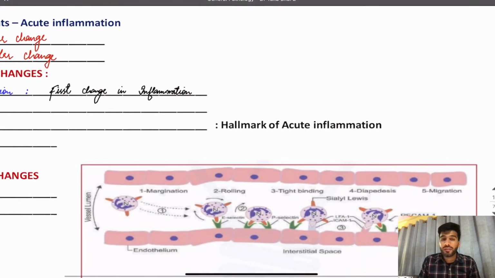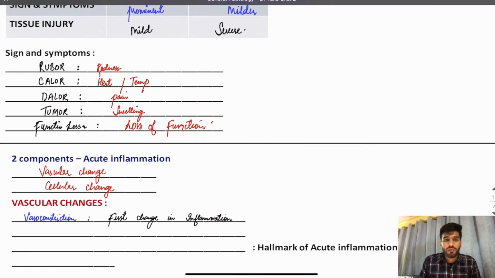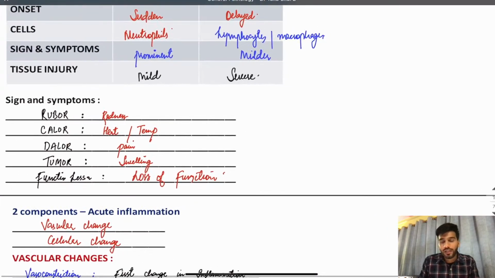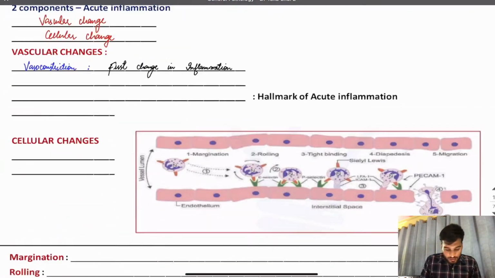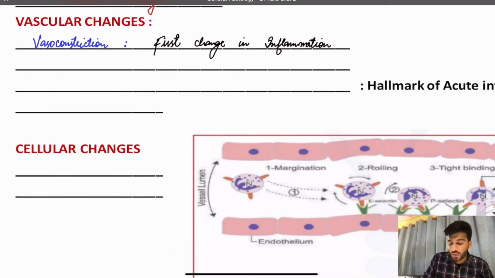And what can be the following disorders if there is a defect in the selectins, or a defect in the integrins? A good question will come from such a topic. They will not ask you the signs and symptoms, or the difference between acute and chronic. They are now increasing their standards, so understand this much.